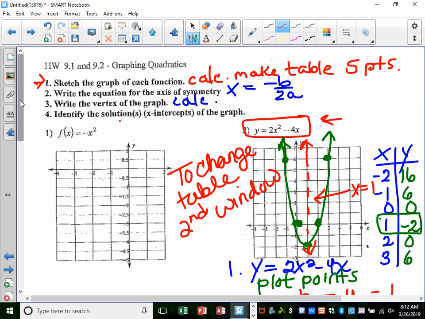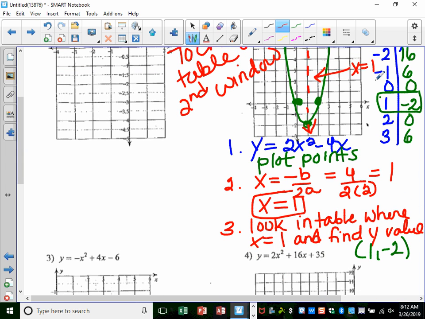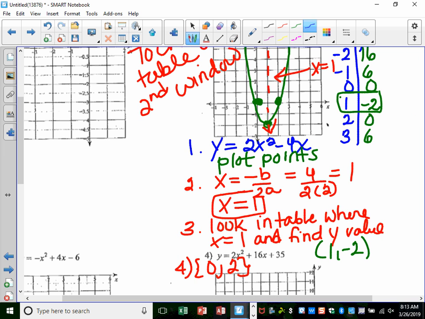Identify the solutions. Solutions are what again? What are solutions? Your x-intercepts. Okay, so we can see that the x-intercepts are 0 and what? And 2. So that's what you write down: 0 and 2. Now, you can get that from the table because when you're on the x-axis, the value of y is 0. So those would have to be your x-intercepts.